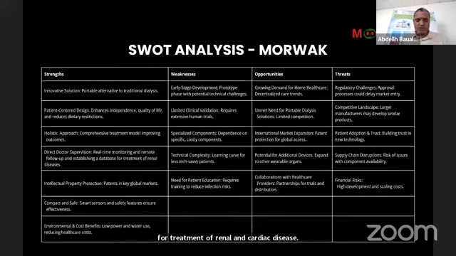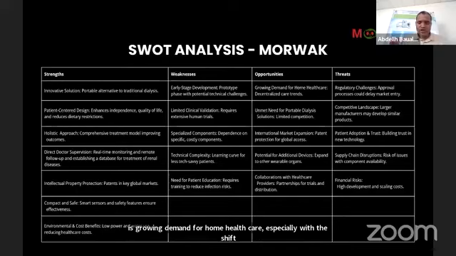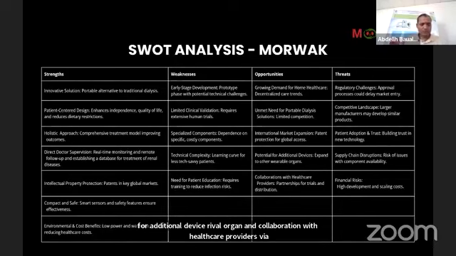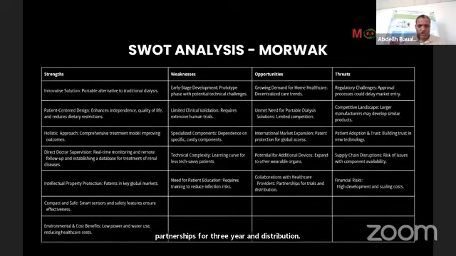Weaknesses: being early stage, it requires further testing and validation, technical complexity, and the need for patient education. Opportunities: there is growing demand for home healthcare, especially with the shift toward decentralized care, as well as the potential for additional wearable organ devices, and collaboration with healthcare providers via partnerships for trial and distribution. Threats: regulatory challenges and competition from established players could impact our timeline and market positioning, as well as supply chain disruption and the high development and scaling cost.